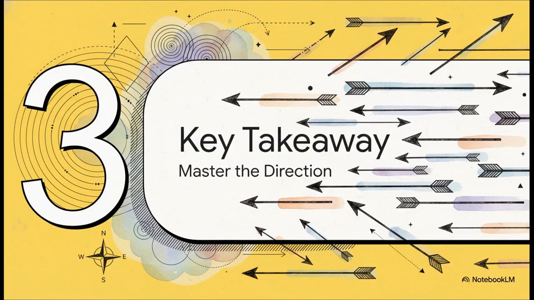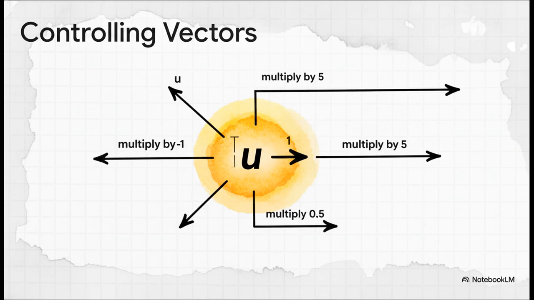So after going through all of that, what's the one big idea you should really walk away with? If there's one thing to remember from all this, it's that it all comes down to mastering a vector's direction. And here's that key takeaway. The unit vector is your ultimate tool for control. It's what lets you cleanly separate a vector's direction from its length. Once you have that unit vector, that pure direction, you can give it any length you want just by multiplying.